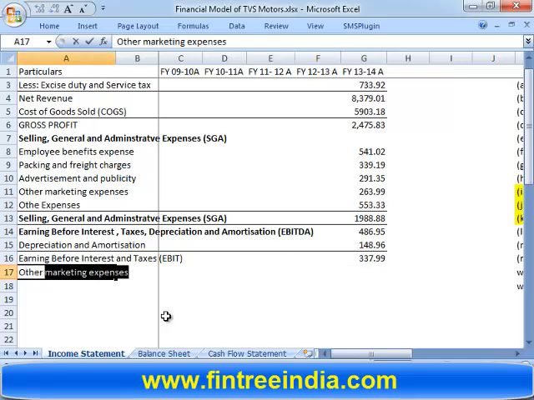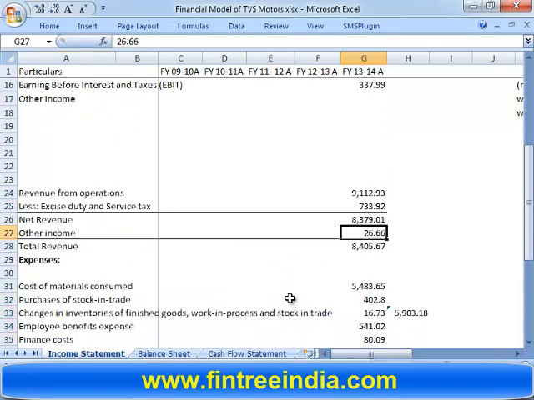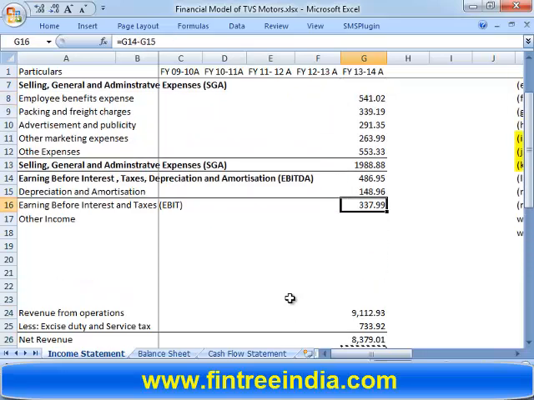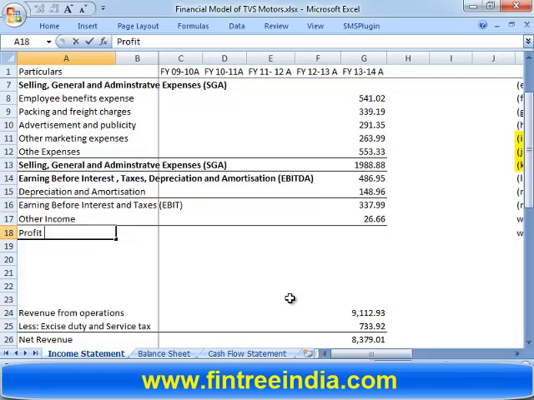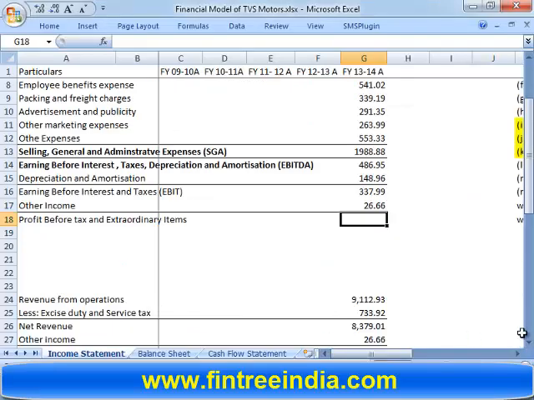This is where we will add other income. So the other income that we had removed originally needs to be added back here, which was 26.66. So what you would get here is profit before tax and extraordinary items. Adding up these two values, 364.65.